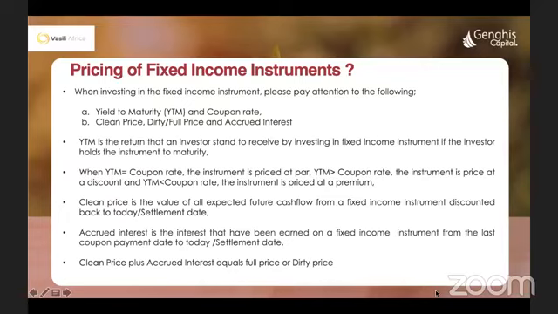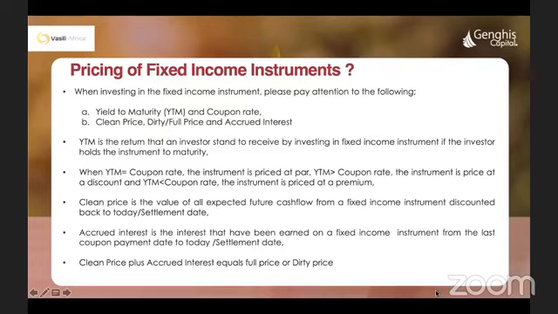Yield to maturity is the return that I will get as an investor. If I bid for a bond and I'm putting my yield at 12%, let's say it's a 5-year bond, if I hold it to maturity, the return that I will get is 12%.